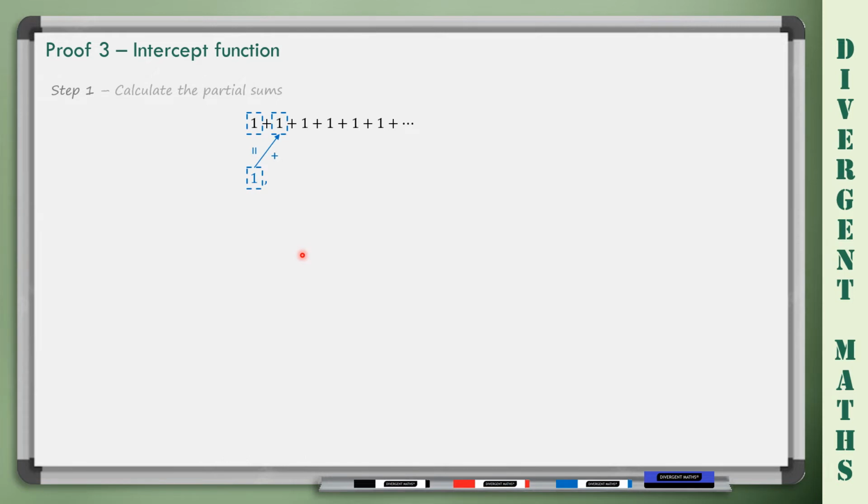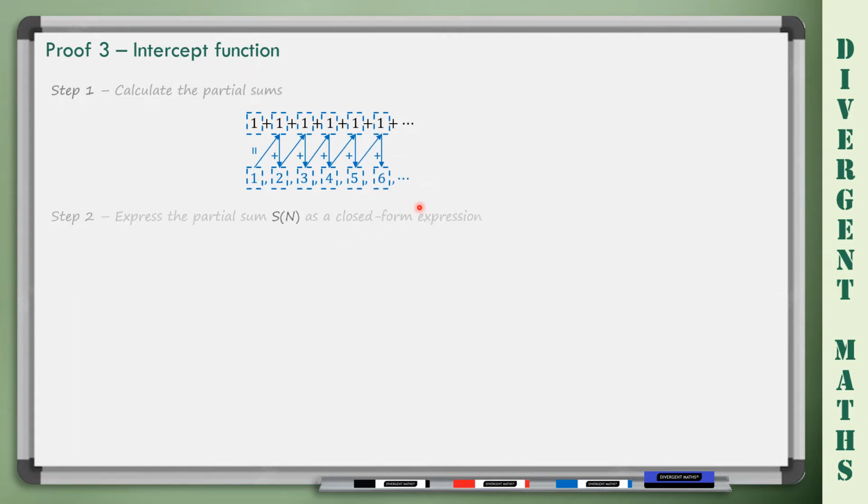We keep on adding 1. So 1 plus 1 equals 2, plus 1 equals 3, plus 1 equals 4, and so on and so forth. So really the counting function that we learn at primary school or nursery school. Then we express the partial sum S of n, uppercase N, that's my index notation for the partial sum here at the bottom, as a closed form expression. So the sum S of N is the sum from lowercase n equal 1 to uppercase N of 1.